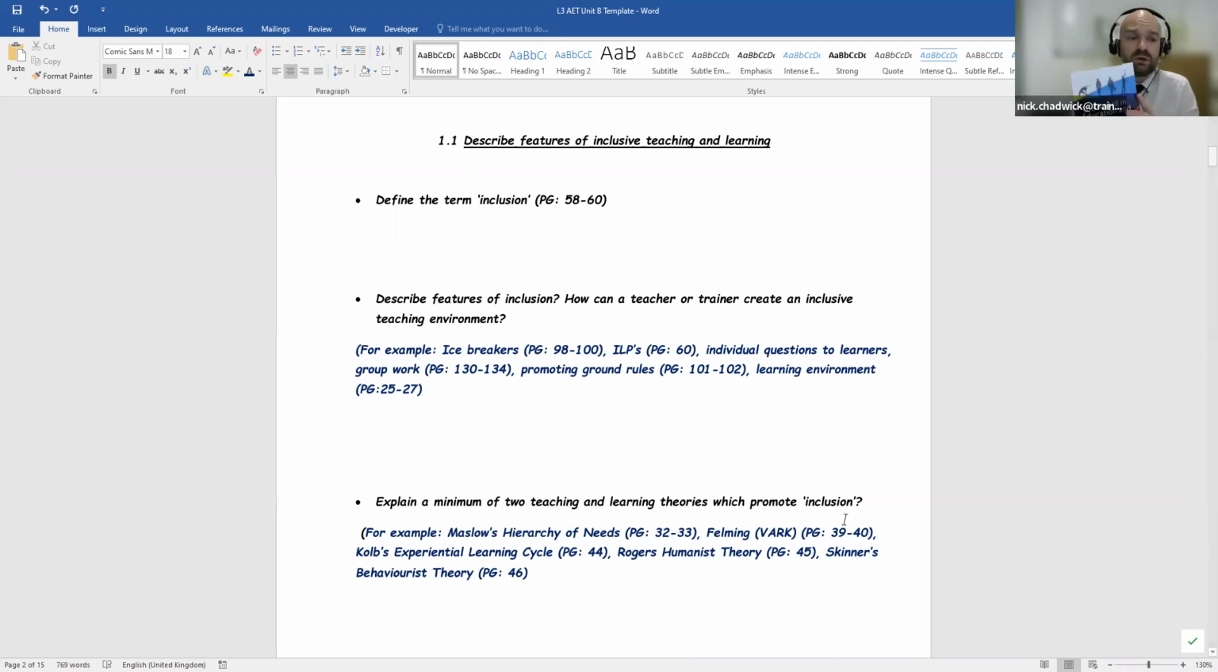I am going to be using the Level 3 Award in Education and Training textbook by Anne Gravels. So please use this source of information. You can, of course, use other textbooks, other websites, other journals. That's absolutely fine. And you can write in the first or the third person as well.